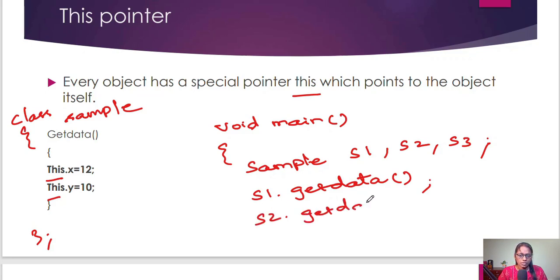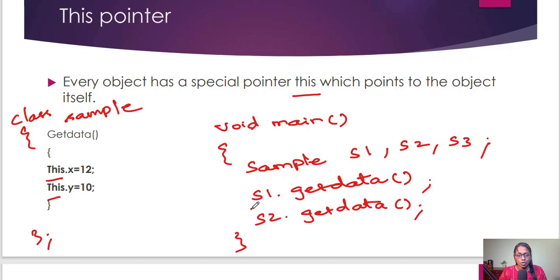If I don't use this, sometimes some confusion may happen. Whether it is S1 dot 12, 10 or S2 dot this, or what it is. So to avoid that confusion, they are using this. This means it will refer to the current object. If there are one or two objects, we can easily identify. If there are 100 objects, we cannot identify which object is currently executing. So the object which is currently executed will be referred to by this.